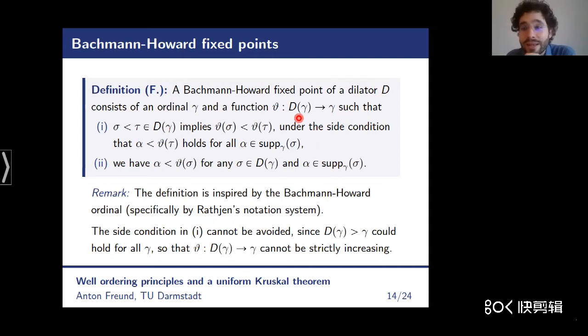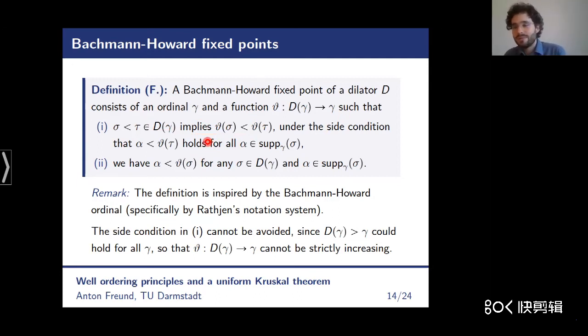And the idea is that this collapsing function should preserve the order as much as possible. But as it turns out, it cannot always preserve the order. So what can we get? What does it mean that this collapsing function theta preserves the order as much as possible? Well, it means two things. So first of all, if sigma is smaller than tau in the domain of theta, then the value theta of sigma will be smaller than the value theta of tau. So that precisely means that theta is order preserving.